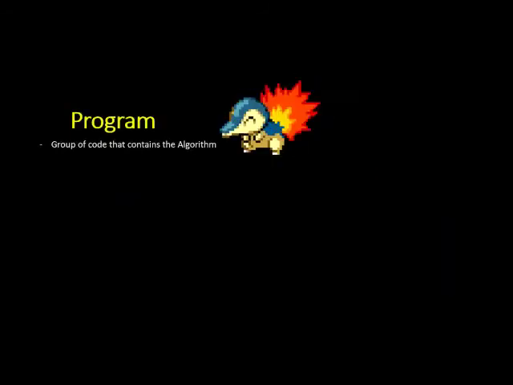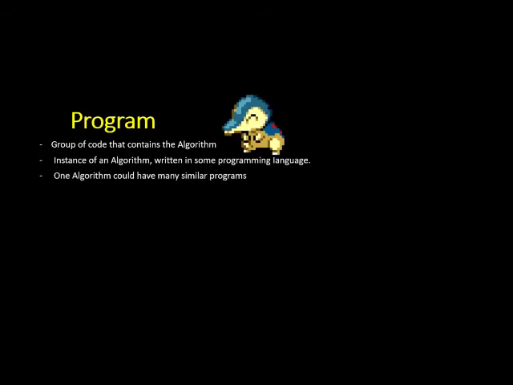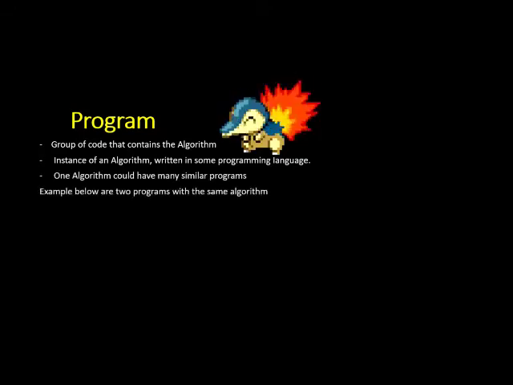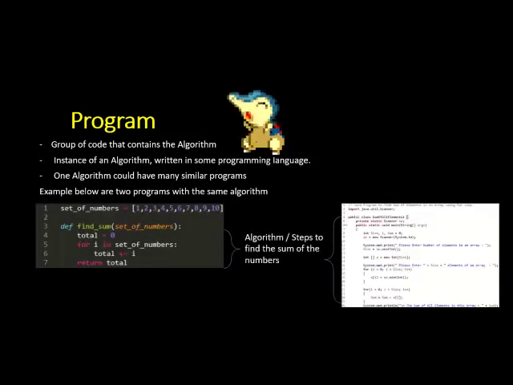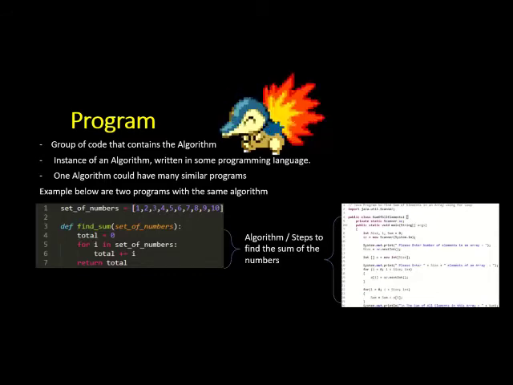Next, we have program. A program is a group of code that contains the algorithm. It is an instance of an algorithm written in some programming language. So one algorithm could have many similar programs. The example below are two programs with the same algorithm.